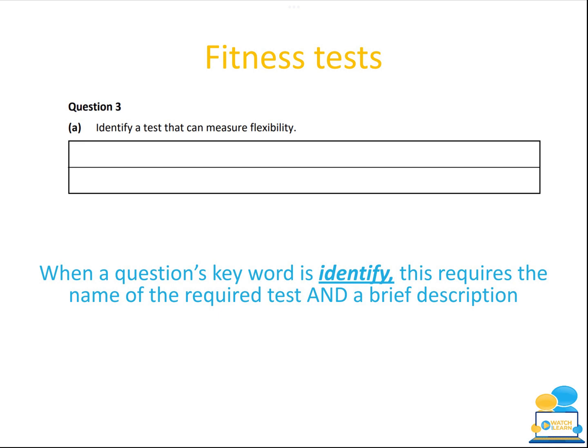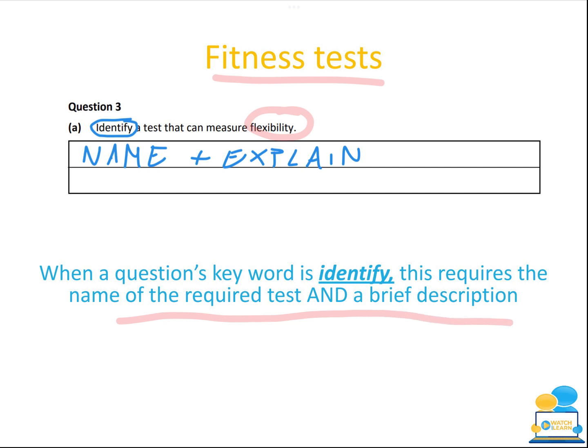Okay, next we have a fitness test and some questions based on it. So we have: identify a test that can measure flexibility. Okay, hugely important now to take note that this word identify means name as well as explain. Okay, so in this case, what I would suggest that you do is that you name. So our answer here for our flexibility would be our sit and reach test. Explain, so a brief sentence explaining what that is. Okay, so name of the required test and a brief description of it. So here the athlete straightens their legs, one leg bending up the other, reaching forward, keeping their leg straight. Something along those lines would be absolutely fine.